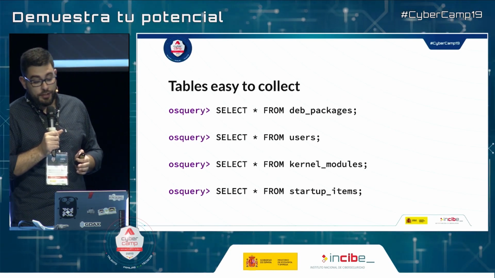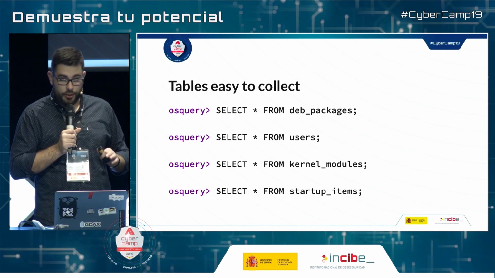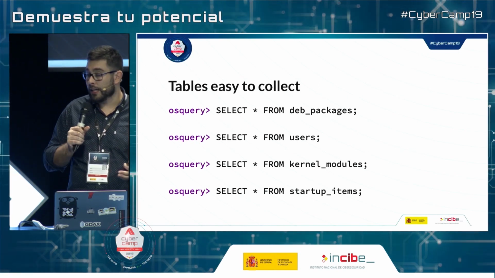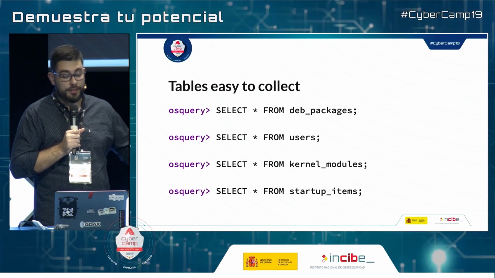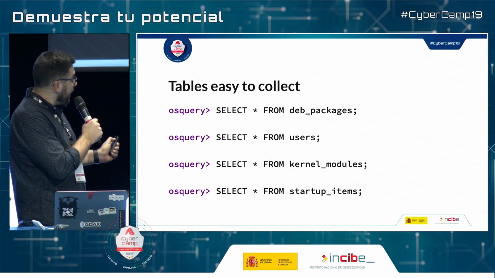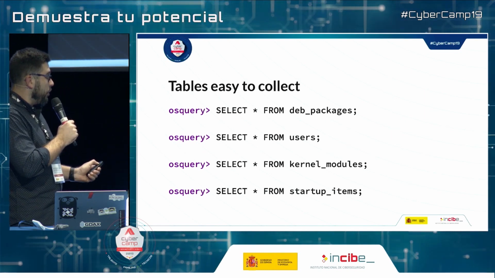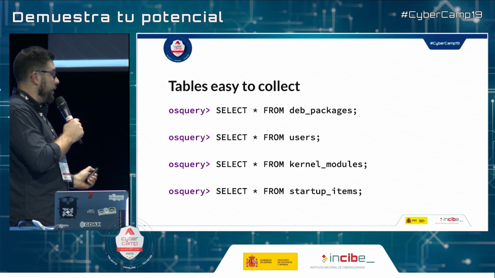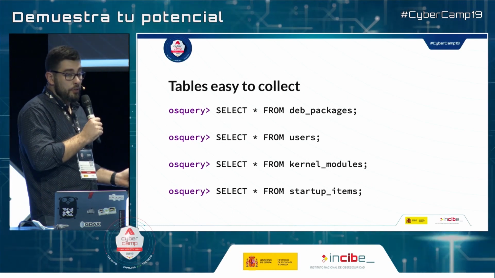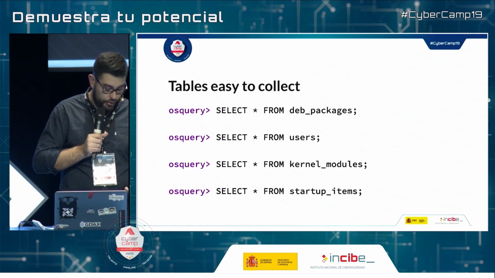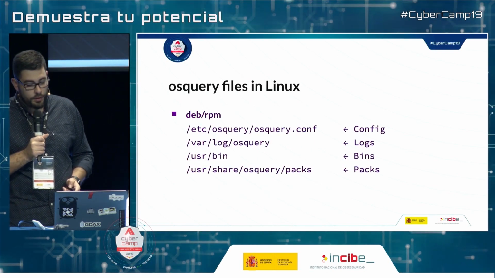These are some examples for system administration. Could be on Windows or Linux. There are interesting tables, and they might be interesting for a systems administrator. You can look at the status, the number of users, which are the kernel modules, and what are the startup items that have been configured in a Windows system.